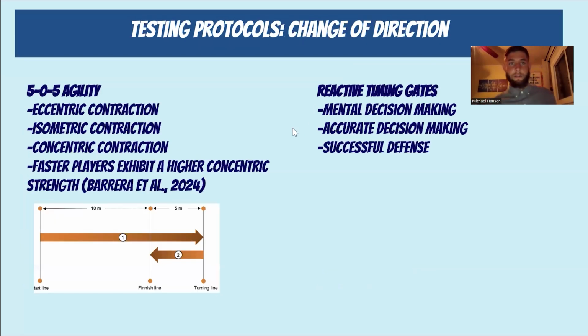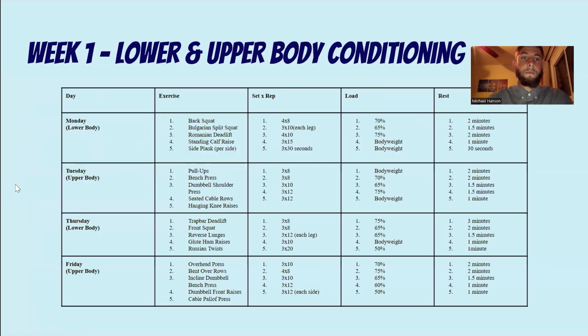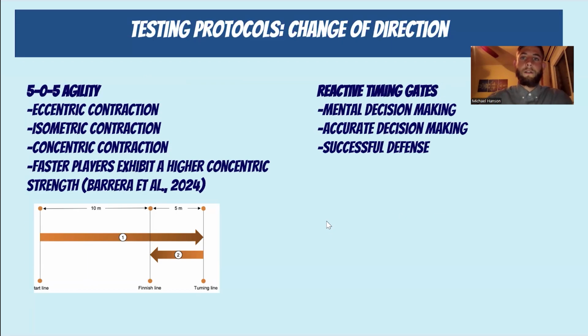So moving on to our second testing protocol. Again, this is going to be based off NSCA guidelines. We have our non-fatiguing tests, so now we go into change of direction and agility. Our first one is going to be the 505 agility test.